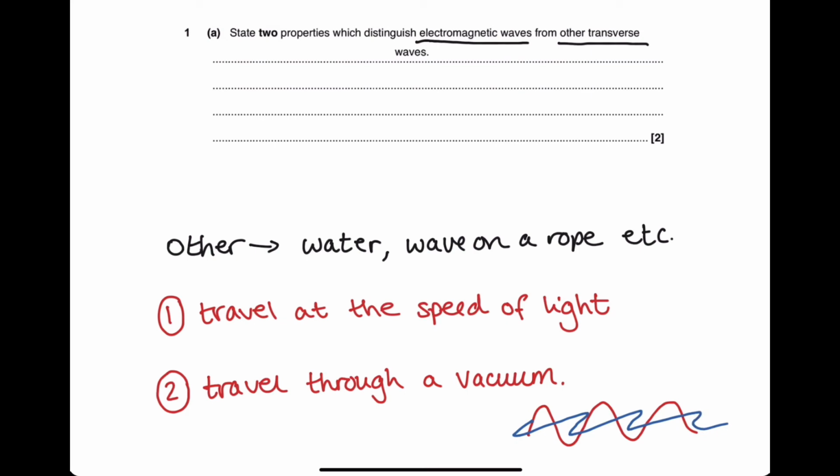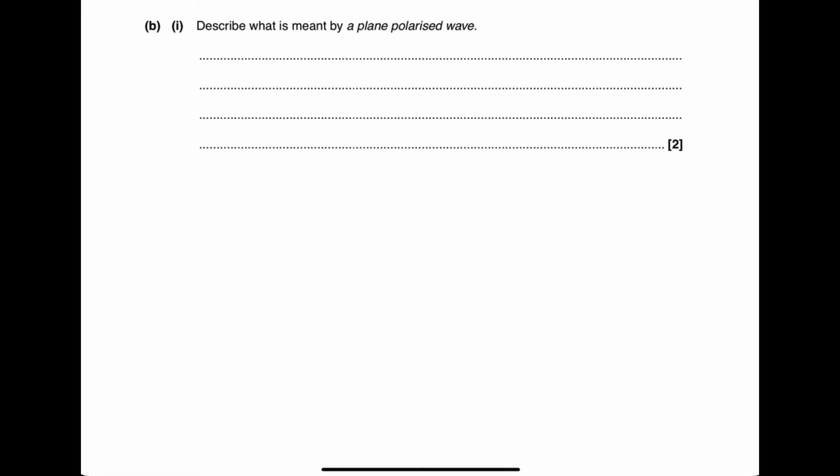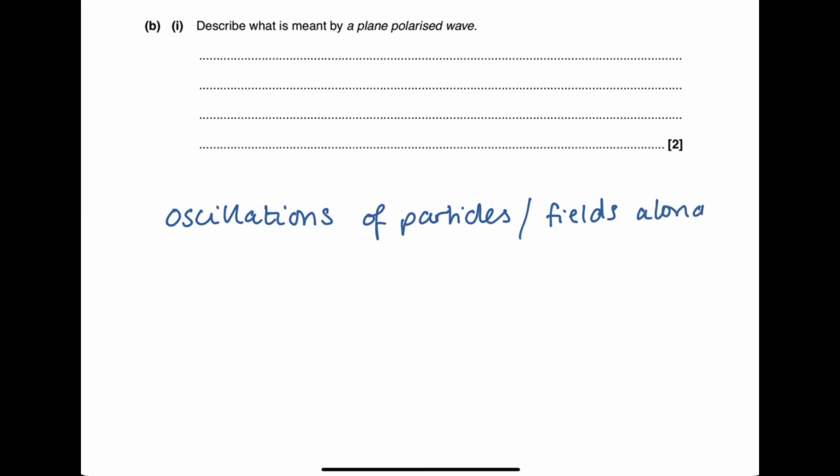Okay, moving on to the second part of this question. Describe what is meant by a plane polarized wave. I would recommend learning this because if it comes up, it's a really good idea to just know the answer and write it down. It'll save you a lot of time. So this is when oscillations of particles, or you could say fields, because obviously it depends what type of wave we're talking about. Particles could be for a water wave, fields could be for an electromagnetic wave. So it's oscillations of particles or fields along a wave which are in one direction only.